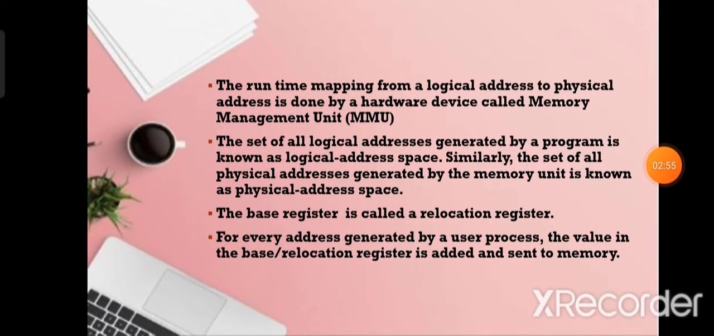The runtime mapping from a logical address to a physical address is done by a hardware device called the memory management unit. I hope you understand, it needs not much explanation. It is very easy. The set of all logical addresses generated by a program is known as logical address space. Similarly, the set of all physical addresses generated by the memory unit is known as physical address space. The base register is called the relocation register. For every address generated by a user process, the value in the base or relocation register is added and sent to memory.